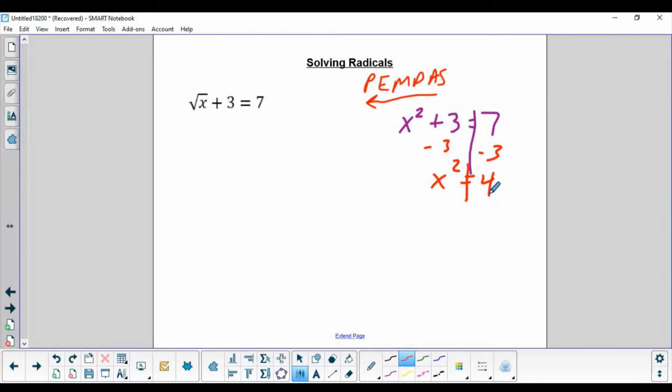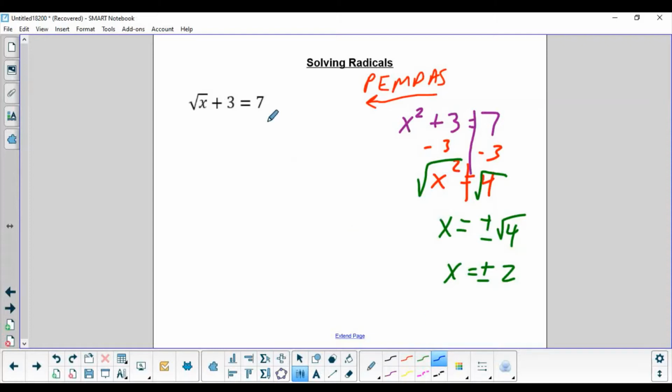And then we said, okay, how do we undo a square? And you all learned, oh, you've got to take the square root of both sides. So we took the square root of both sides, and we got x by itself, woohoo! And then this was plus or minus the square root of 4. But we know the square root of 4 is 2. So x is plus or minus 2, and we were done, right? This was your answer.